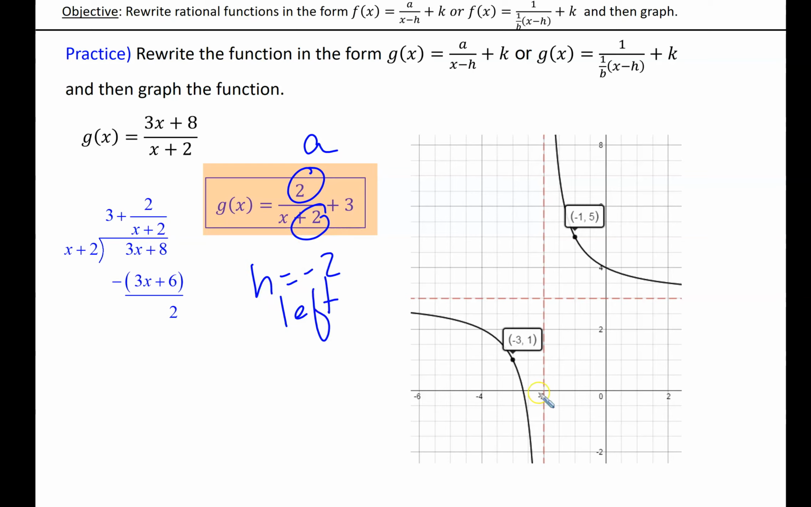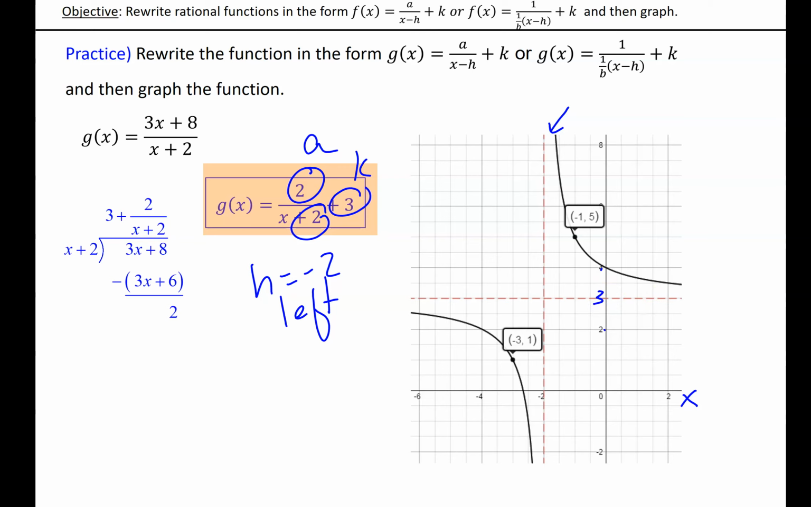Now notice the scale on this particular graph is a half unit scale, so this is at -2 right here. That's 2 units to the left. And then we have a k value of 3, and so we moved up 3 from the x-axis, which is here. So notice this is 2 and this is 4, so this is 3 units above the x-axis.